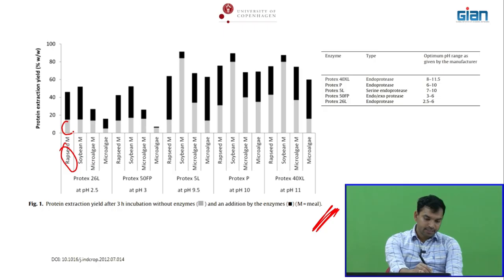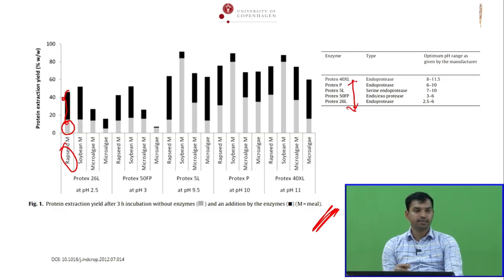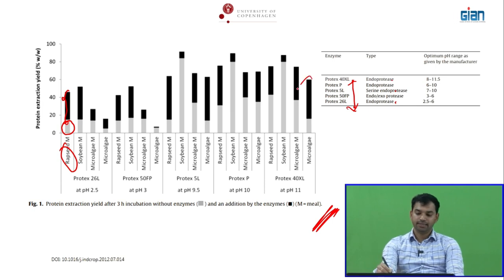This gray region is without enzyme and this is with the enzyme. You can see that the yield is significantly increasing when enzymes are added. They are trying to use four or five different proteases here. They have different activities here. You can clearly say that the enzyme will actually improve the yield. Microalgae, it could be rapeseed, it could be soybean.